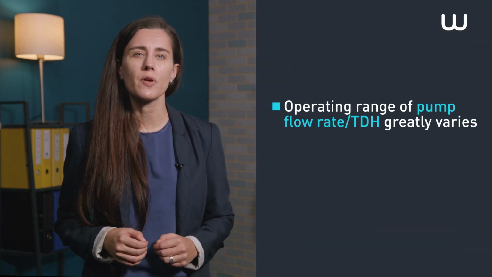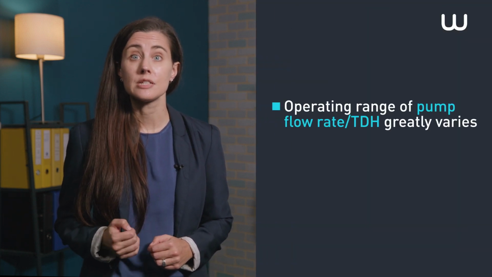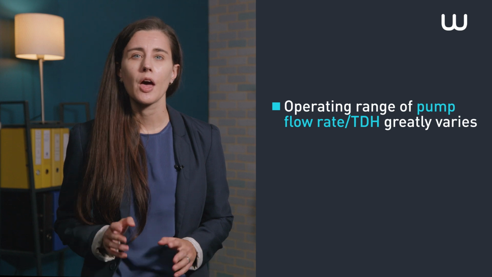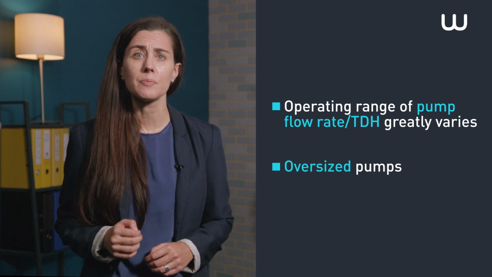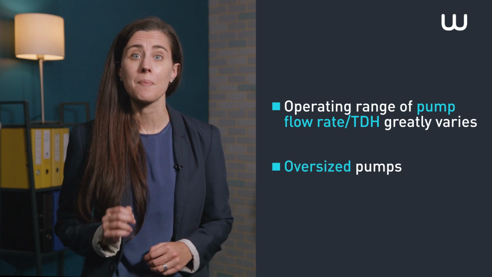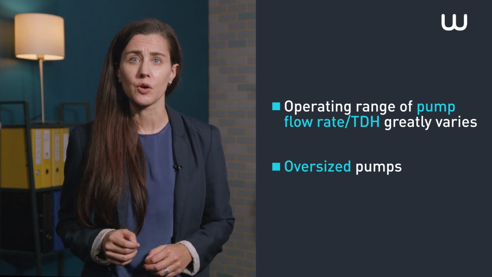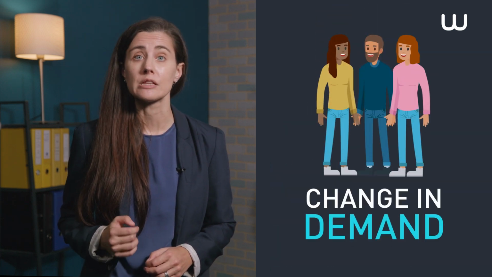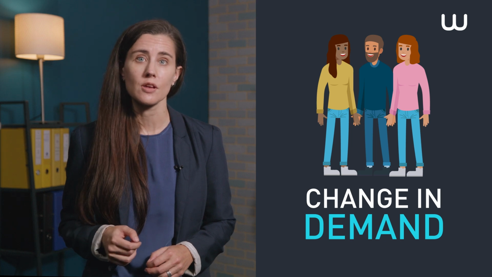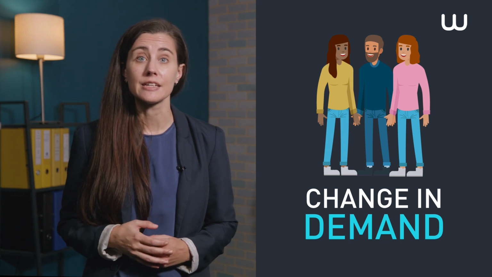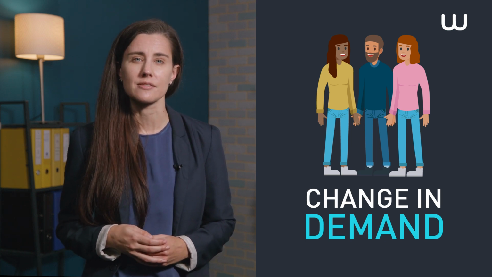In a pumping station, several situations may generate energy losses and significant extra costs, in particular when the operating range of pump flow rate, TDH, greatly varies. Pumps have been oversized, thereby preventing them from functioning at their maximum efficiency range. These situations may occur when demand by customers greatly increases or decreases on an hourly, daily, seasonal, or annual basis.